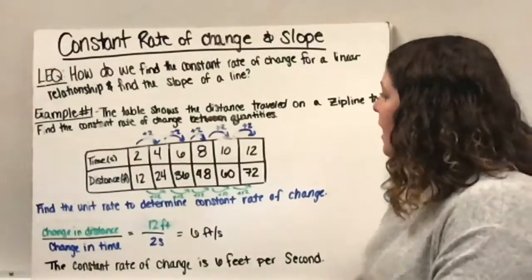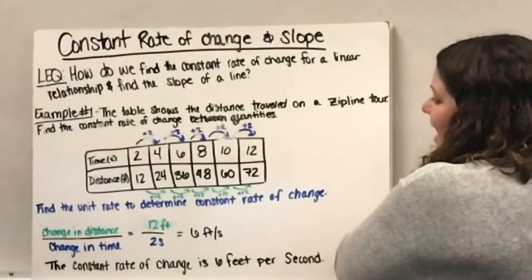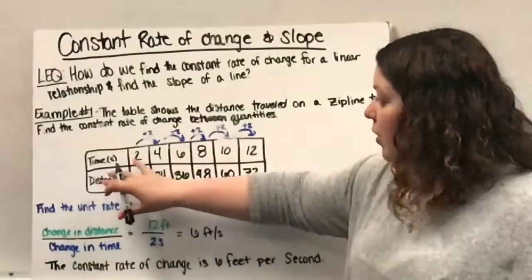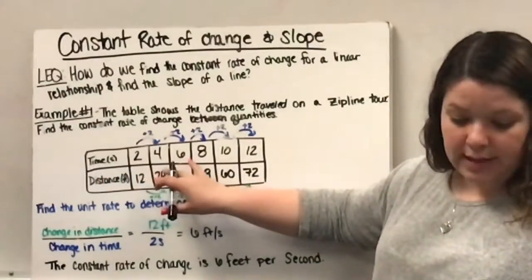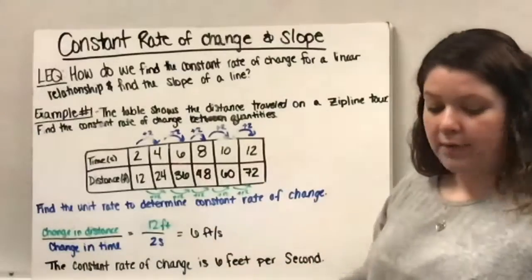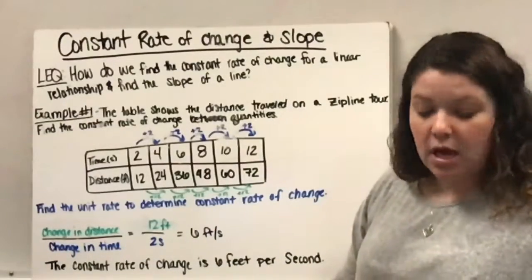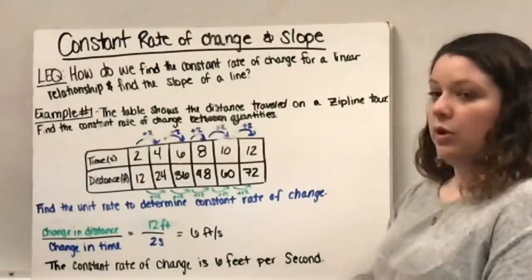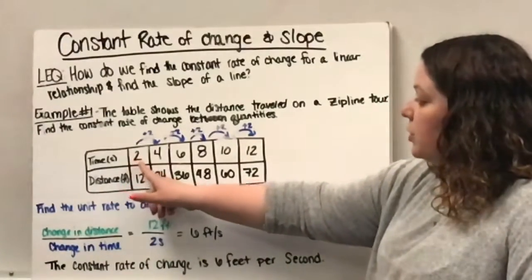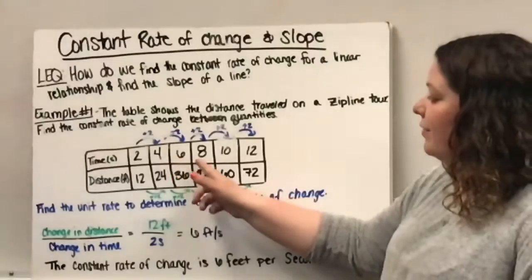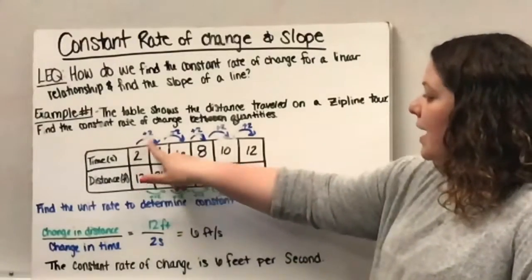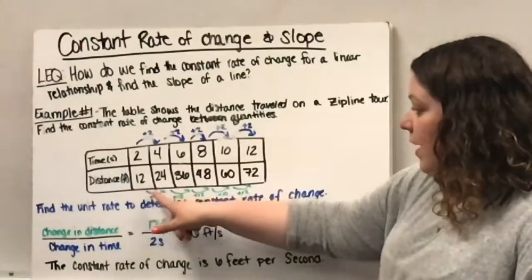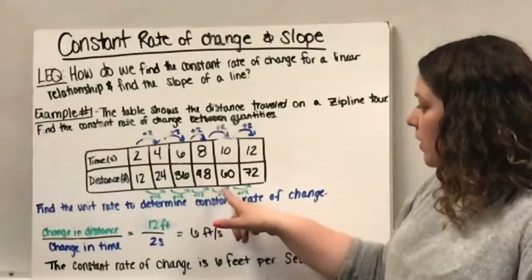So if I take a look at that, I'm going to look at the time and I'm going to look at the distance. So on the top I have time. So I have 2, 4, 6, 8, 10, and 12. And on the bottom I have the distance, which is 12, 24, 36, 48, 60, 72. So if I look at the difference between 2 and 4, I'm adding 2 every single time. Okay, so add 2, add 2, add 2. The bottom, what I'm doing is I'm adding 12, so add 12, add 12, add 12, and so forth.